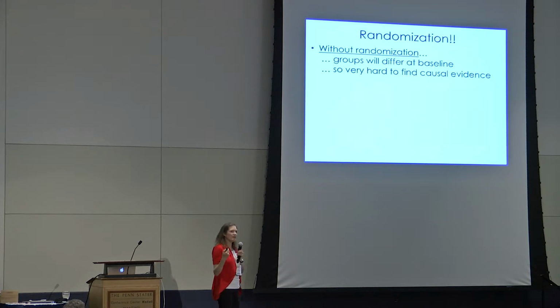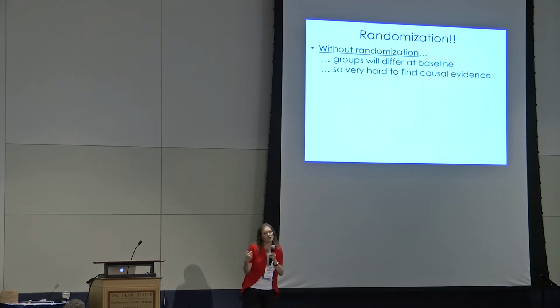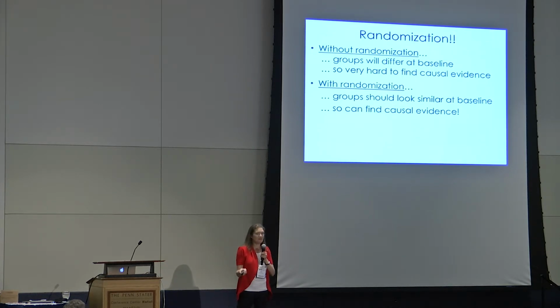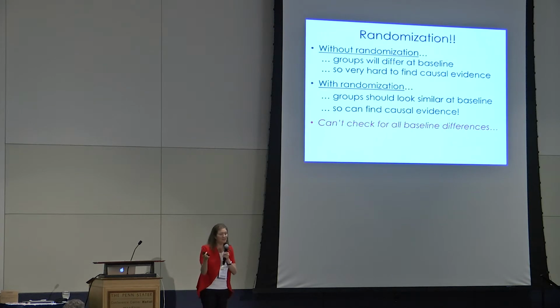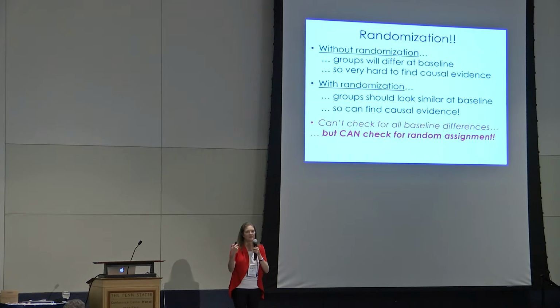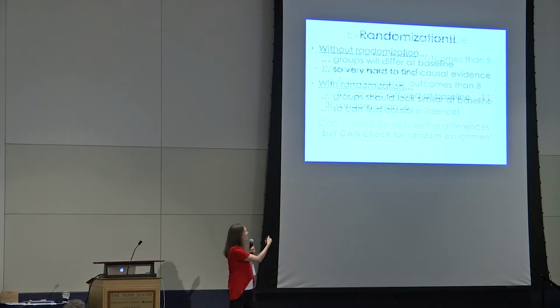So the take-home here: without randomization, groups will differ at baseline, so it's really hard to get causal evidence. With randomization, the groups should look pretty similar at baseline, which then allows for causal evidence. And I want students to walk away with this: you can't ever check for all baseline differences. It's impossible because you don't have data on a lot of them. But you can always check for random assignment. And that's the take-home message for students when evaluating evidence.